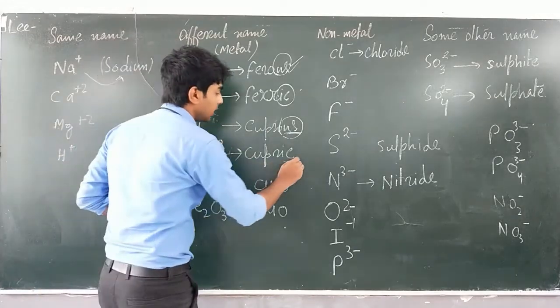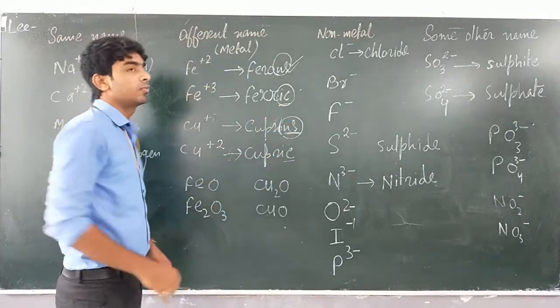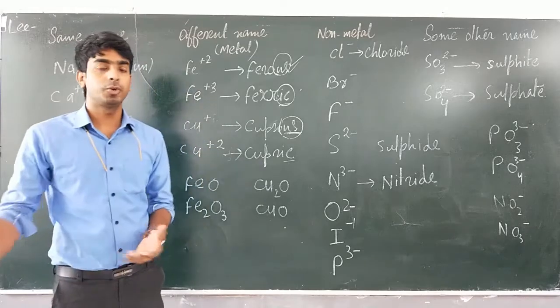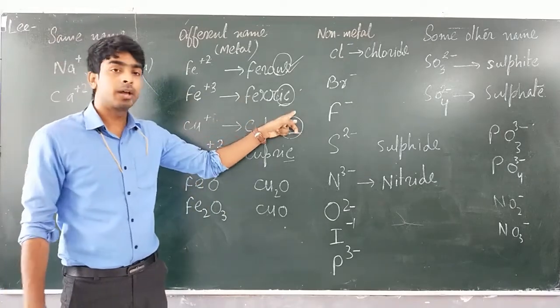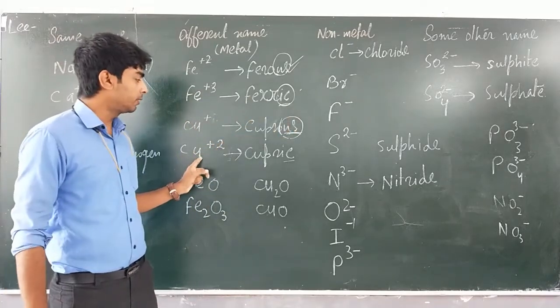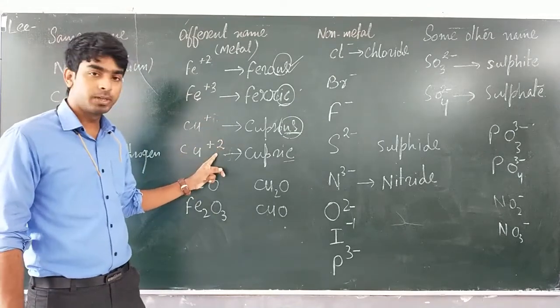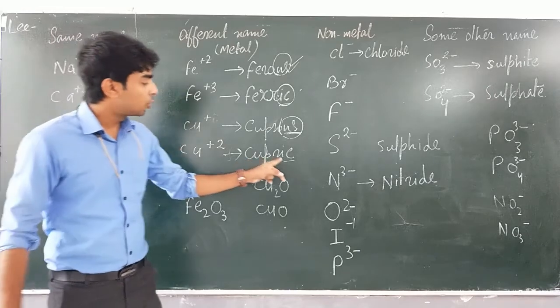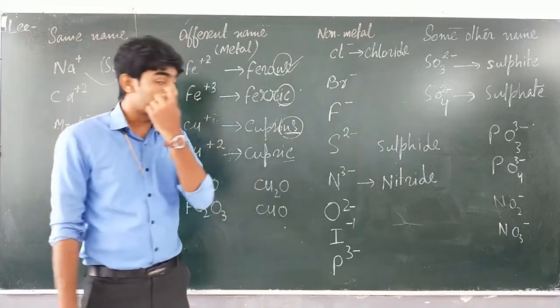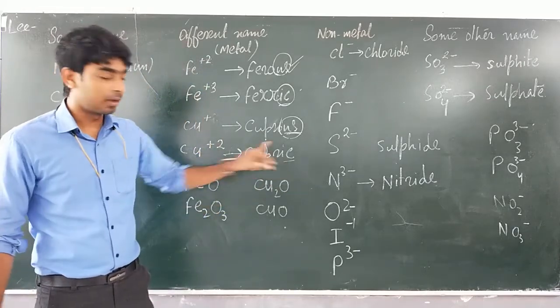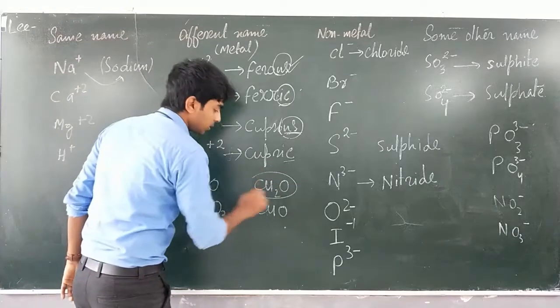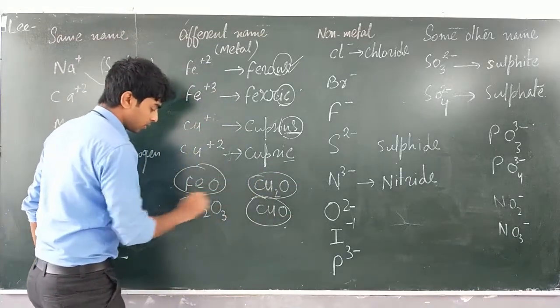Next one is -ic. Now you're seeing the ferrous having the 3 charges, more than 2, then it will be ferric. And similarly with the copper having the usual positive charge of plus 2, it will be cupric. So you can see that there are two formulas I have written.